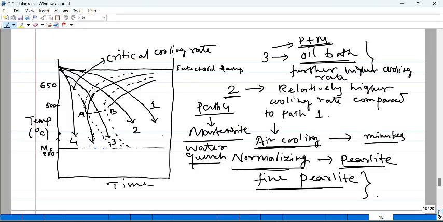So here is the CCT diagram again, and we have spoken about different paths of cooling and the microstructure that would develop through such paths. And we have also seen, in order to form martensite, what could be the cooling path. So it is through this path 4 that you could produce martensite, if you have a cooling rate that path 4 indicates here.